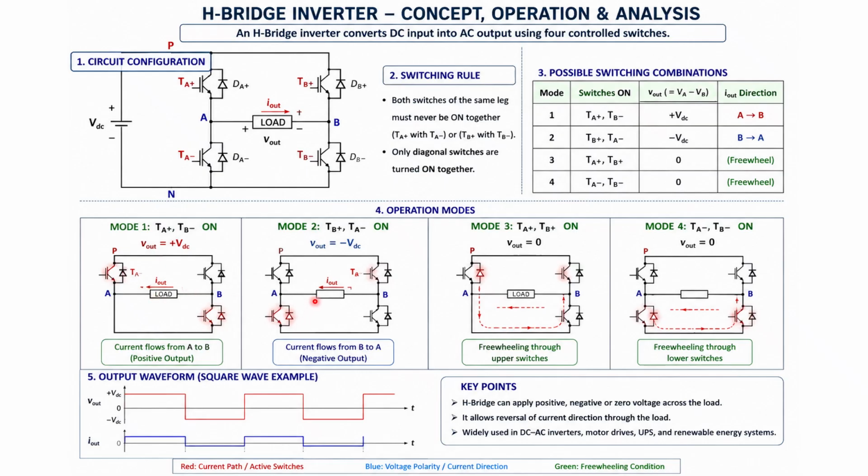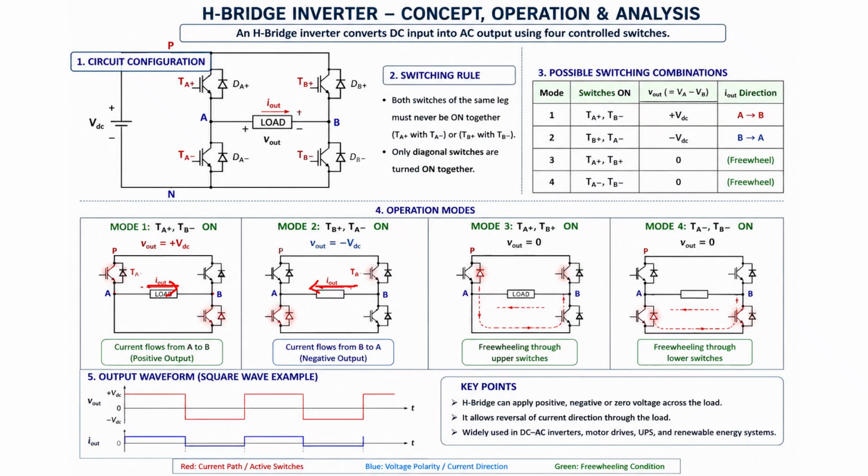Now, the next case. Here again there is a correction in the direction. Current is flowing from A to B, not from B to A. This is the direction; the arrow should be drawn like this, A to B. Now in the second case, TB plus and TA minus are turned on. So when TB plus and TA minus are turned on, current flows from B to A. So the output voltage is minus VDC.